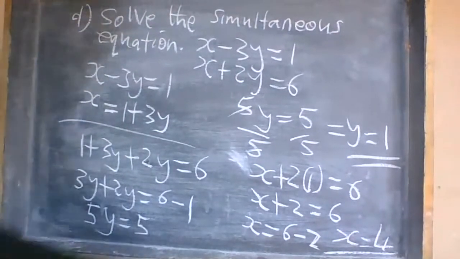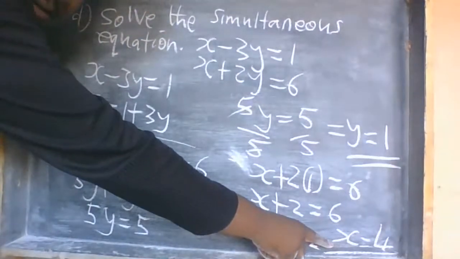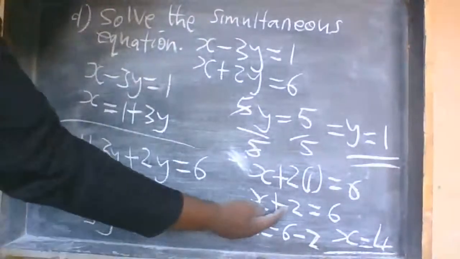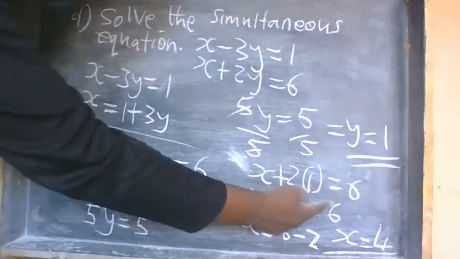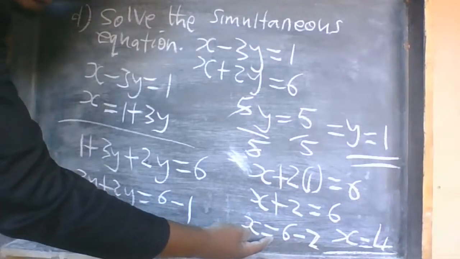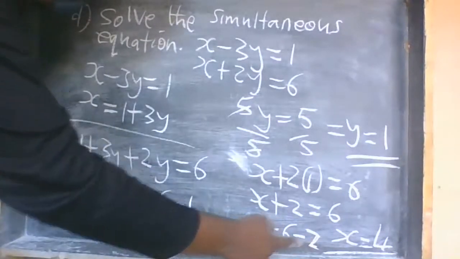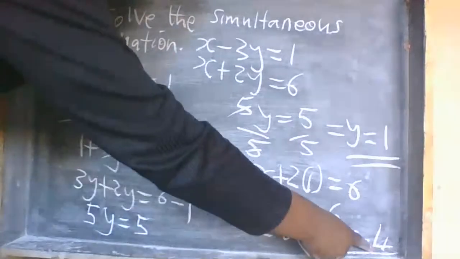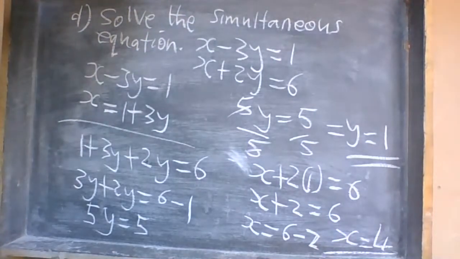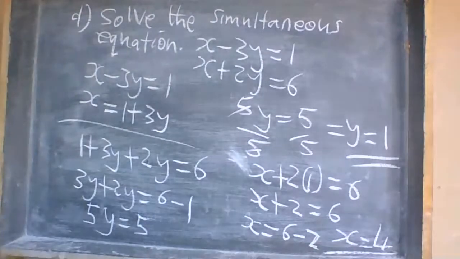So the value of x has given us 4, because we said when 2 crosses an equal sign, it becomes negative. Therefore, x equals 6 minus 2, and 6 minus 2 is 4. Okay, so we continue. We look at the second question.